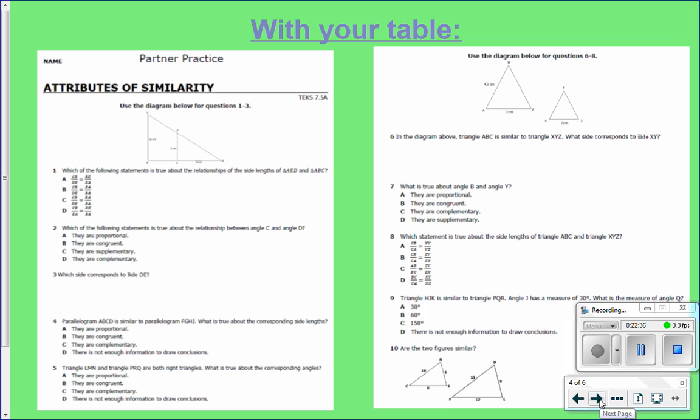If you look at the next 2 pages, with your table group, you're going to go through as many of these 10 problems as you can in the next about 8 minutes, and then we'll check to see how you did, okay?